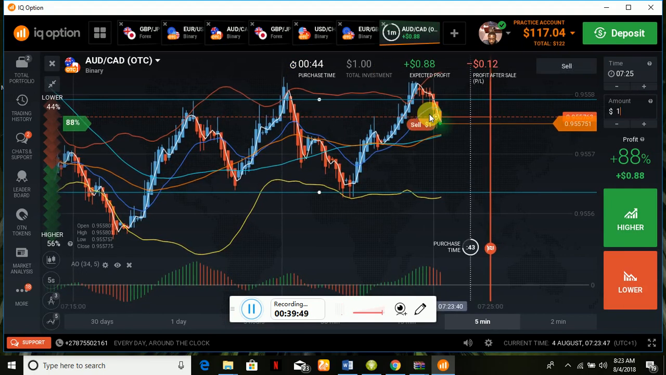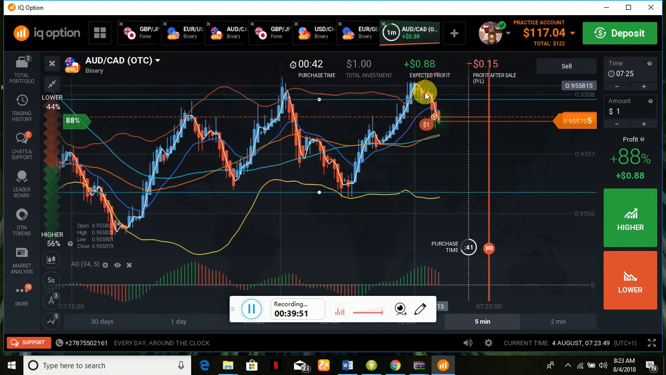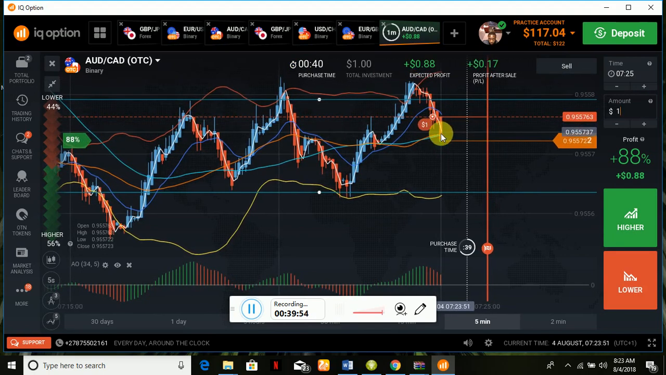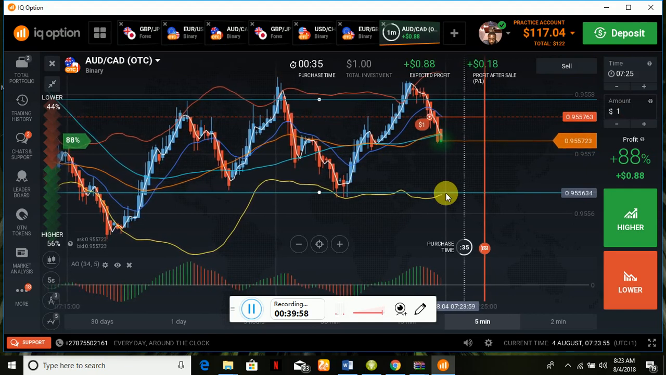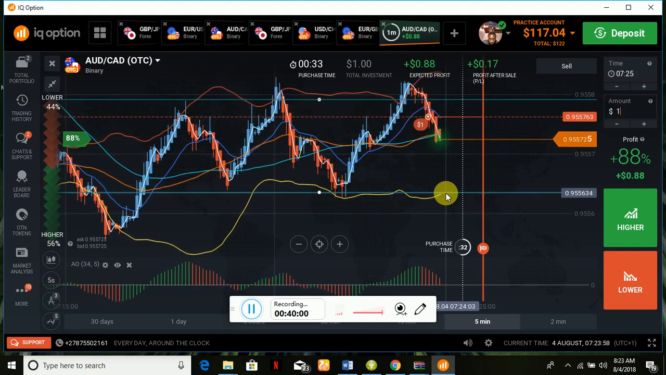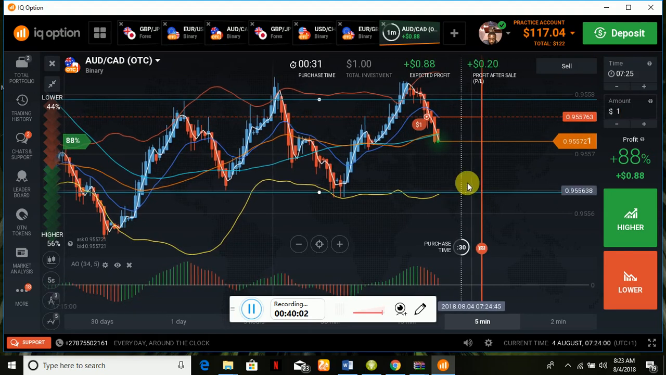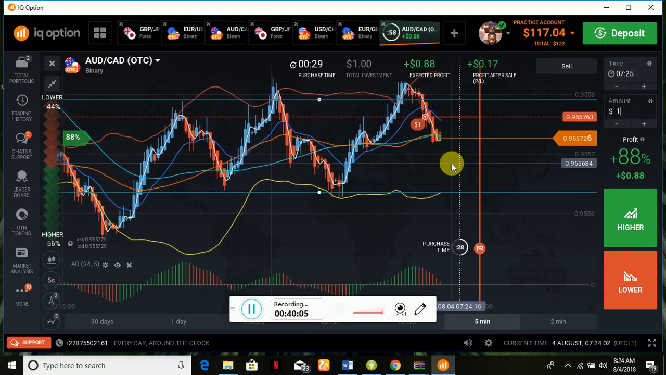You sell and wait, because since it has touched here and then decided to go back down again, the chances are this thing will be coming down here. So forex works exactly the same way as you can see here on binary options. It works exactly the same way.